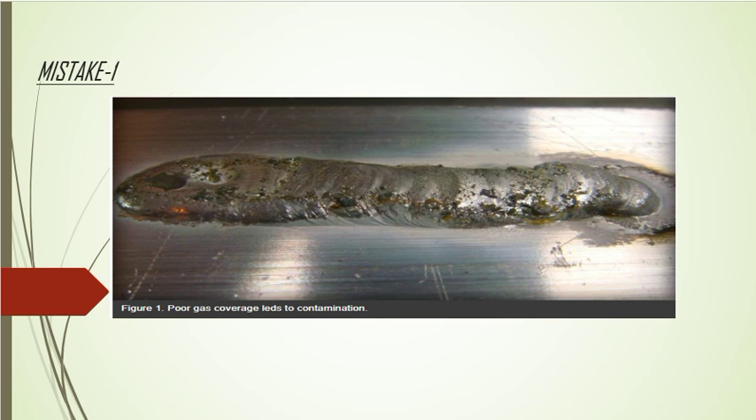So mistake one is how poor gas coverage leads to contamination. Gas coverage means maybe the gas supply is not there, or the gas supply is too high or too low, or the flow rate is not correct as per what you maintain. It should be as per WPS. So we need to discuss these things now. What are the mistakes of poor gas coverage that lead to contamination?